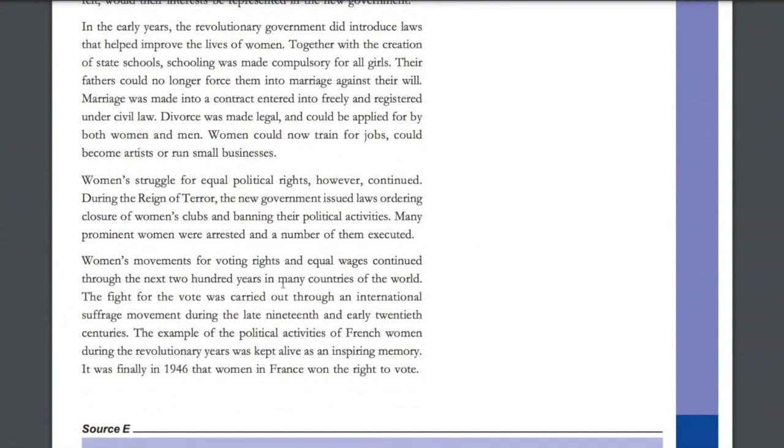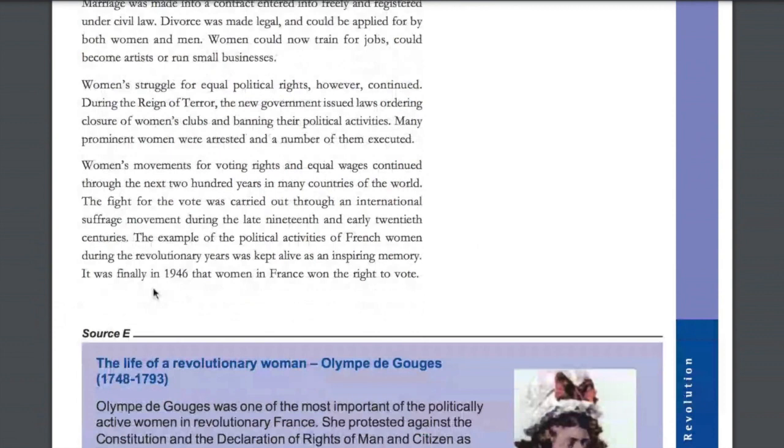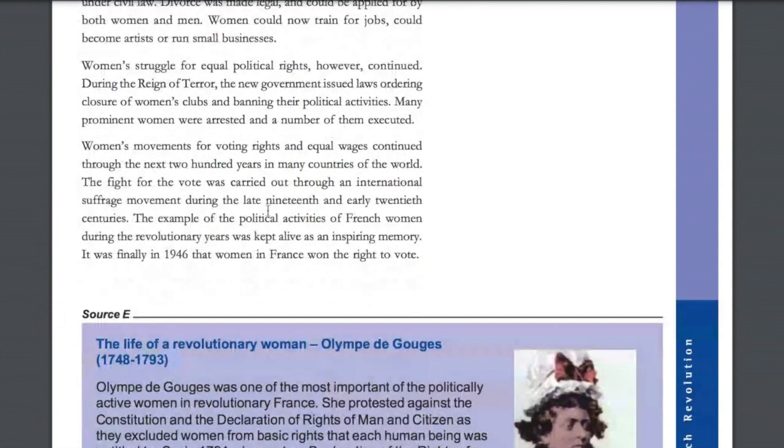Women's movements for voting rights and equal wages continued through the next 200 years in many countries of the world. The fight for the vote was carried out through an international suffrage movement during the late 19th and early 20th centuries. The example of political activities of French women during the revolutionary years was kept alive as an inspiring memory. It was finally in 1946 that women in France got the right to vote.